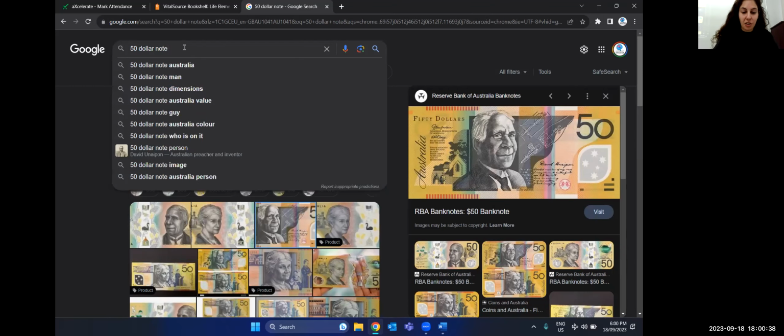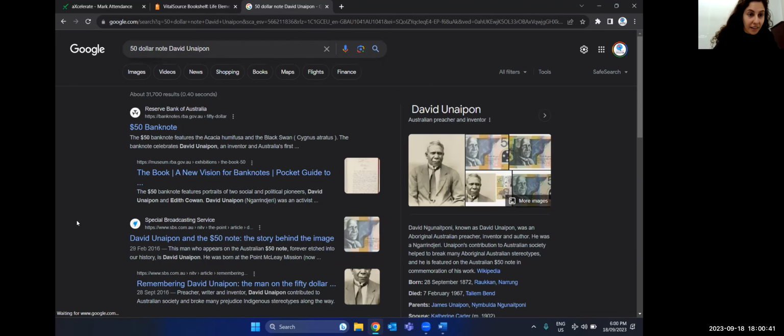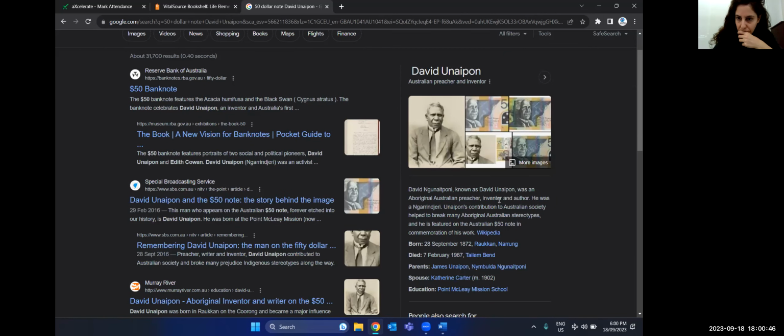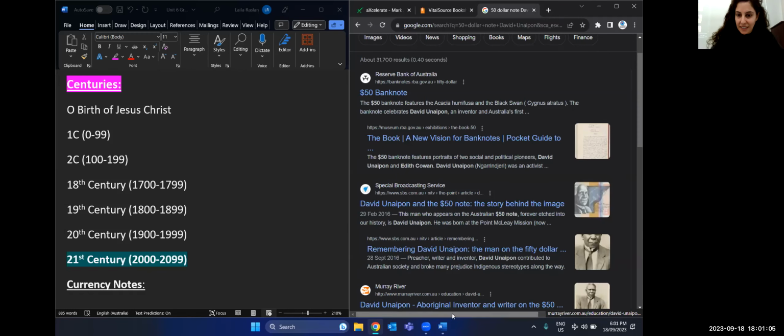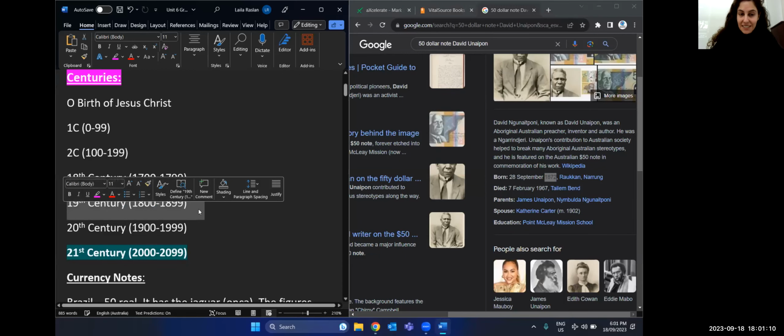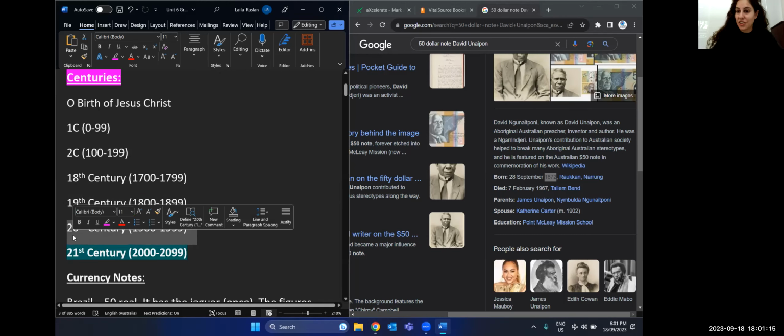So I want you to be able to tell me some information about your note, just like I've done for mine. So he was born in 1872. So that was very early Australia, and died 1967. So he died in the 1960s. So he was born, let's have a look at the years. He was born, I said, in 1872. So he was born in the 19th century, and he died in the 20th century.